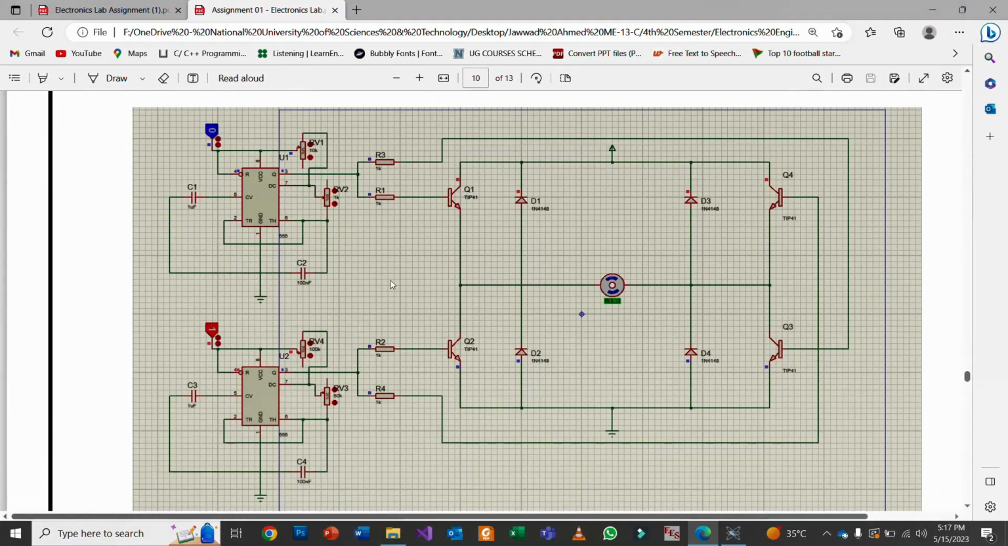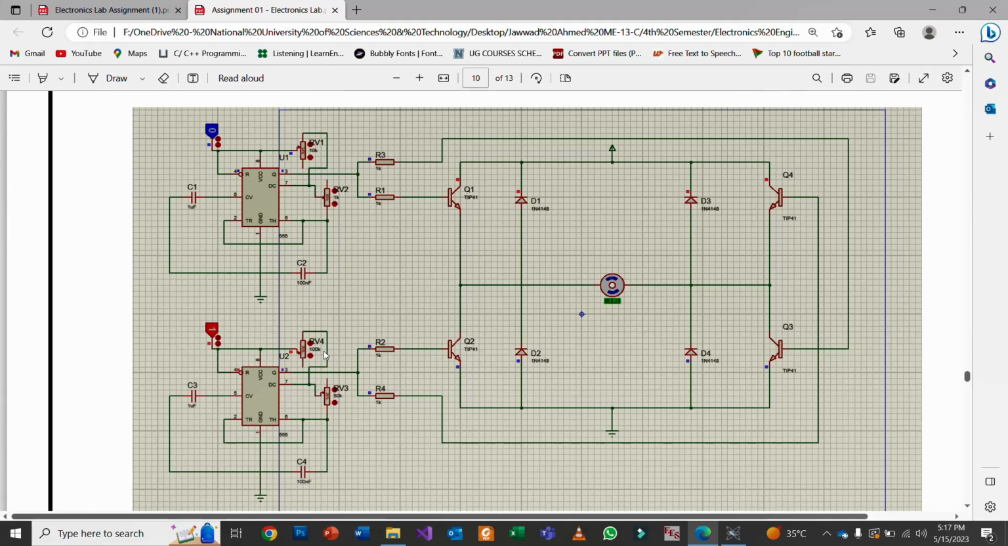And in this figure we can see this timer IC is working, and the motor is rotating in an anticlockwise direction, and it's having a potential of minus 3.5 volts, and the resistances are 100k and 50 kilo ohms.